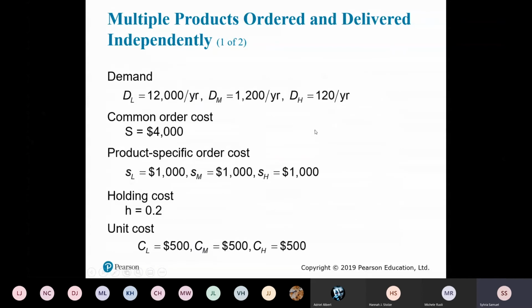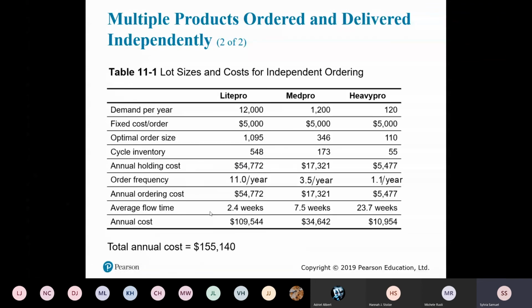So we go back to here. Can you see the slide clearly? Okay. The ordering cost again is 4,000. And the specific order costs, S_L, S_M, S_H, are each 1,000. So the cost is the same. Holding cost will be the same. The unit cost is the same as well, all is 500: D_L, D_M, D_H, C_L, C_M, C_H. So D is for demand, S for ordering cost, and C for cost. All are the same for D_L, D_M, D_H. They order jointly together.